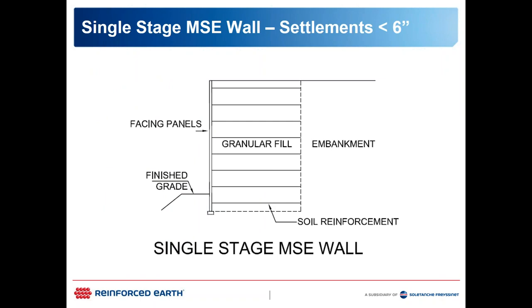Now, one of the key items in the performance of the MSE wall is its ability to handle settlement. If you are using a standard MSE wall using the most prevalent 5 foot by 10 foot precast panels, it can handle as much as 6 inches of total settlement without any special design features. That is because of the open joints between the panels.